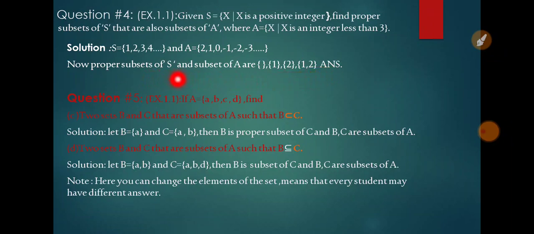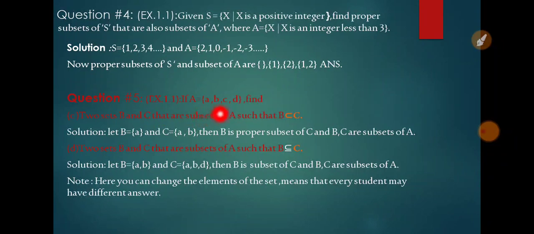Now for the proper subset of S: in S we have 1, 2, 3, 4, but here we have the positive integers 1 and 2, as we don't have the negative integers in set S. So the proper subsets of S and the subsets of A are first the null set, and then 1, then 2, and then 1 and 2. These are the proper subsets of S and the subsets of A. Okay. Next, question number 5, exercise number 1.1.